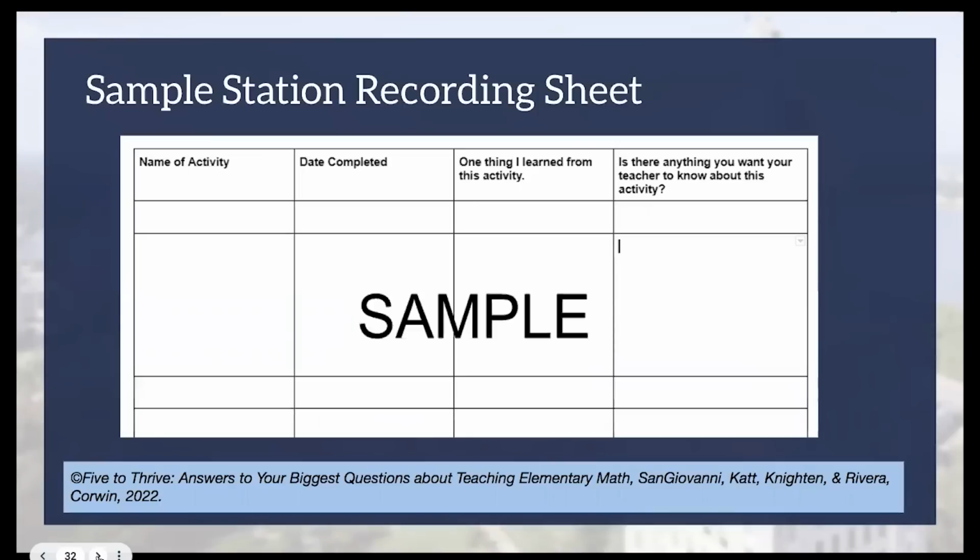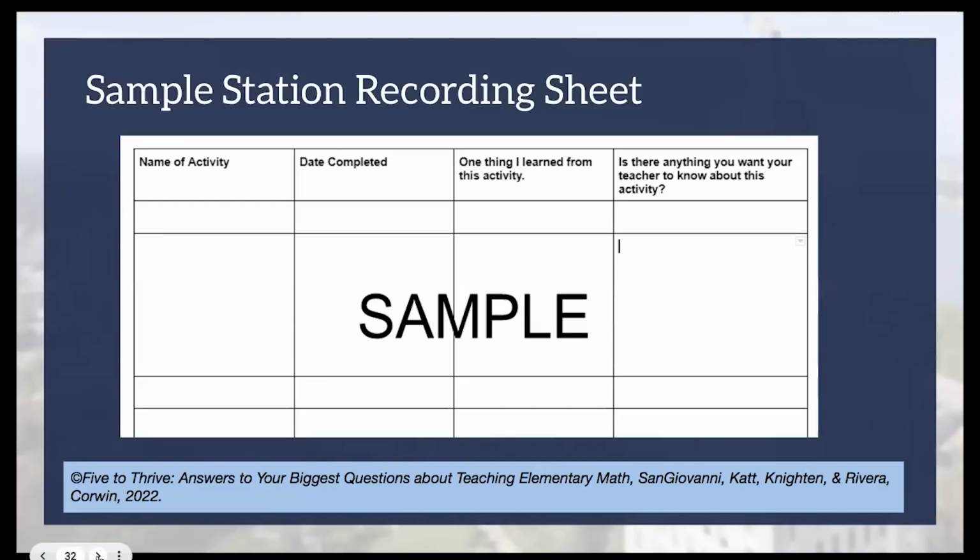Whichever one you choose, even if you choose to have a rotation system, I would definitely suggest that you have a recording sheet. You want to have some type of accountability for your students as they're working because they need to know that this is important. This time is going to support their learning. It's directly connected to things that they need to reinforce, things that maybe they need to practice a little more, or things that are designed to take them a little bit further.